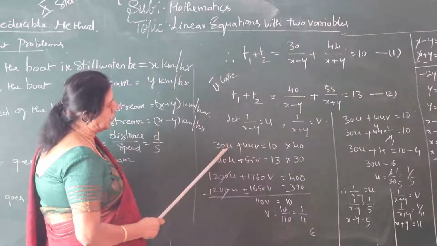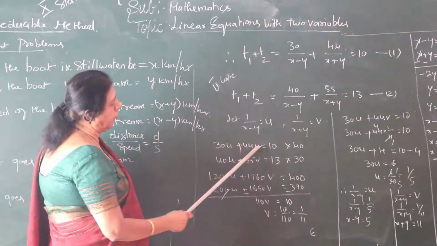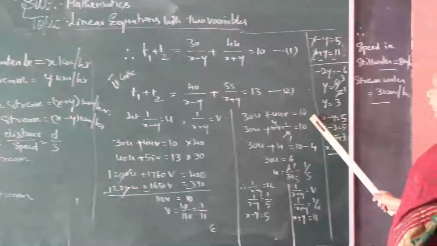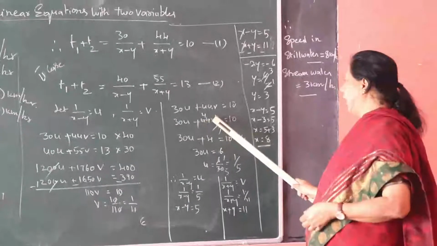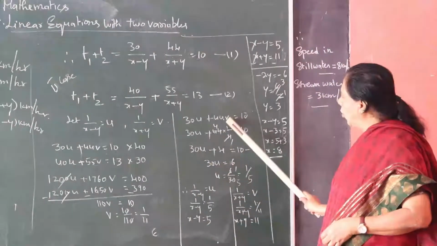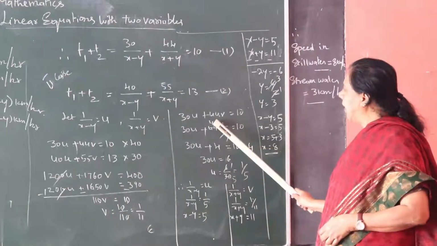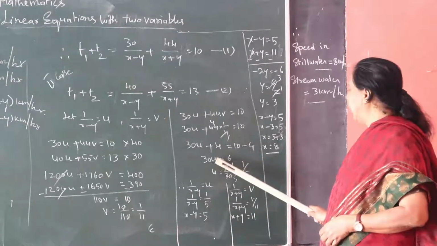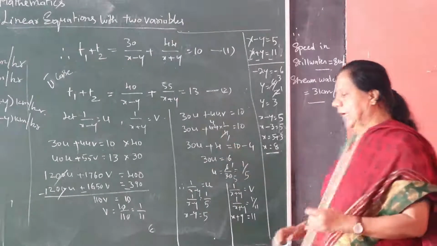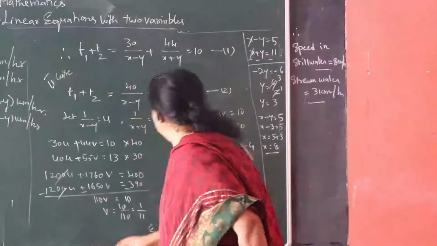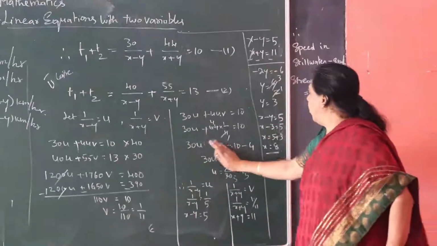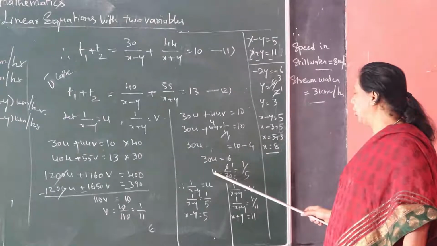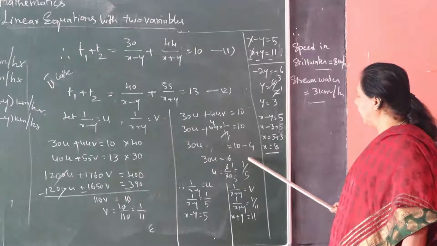Take any equation. Take this equation: 30 u plus 44 v is equal to 10. See here, 30 u plus 44 v is equal to 10. 30 u plus 44 into 1 by 11, since the v value is 1 by 11. 11 ones are 11, so 4. 30 u plus 4 is equal to 10. So 30 u is equal to 10 minus 4, which is 6. So u is equal to 6 by 30, which is 1 by 5.